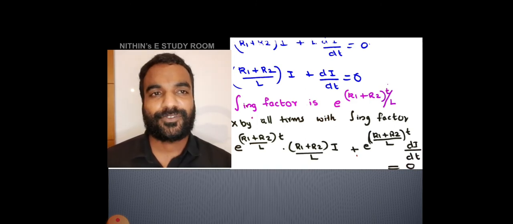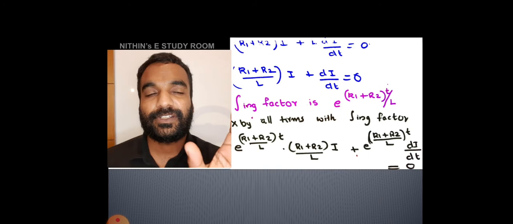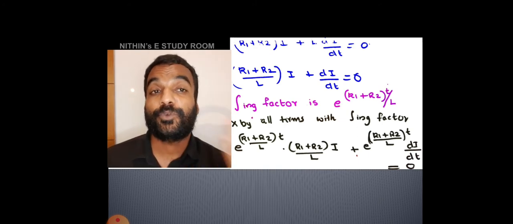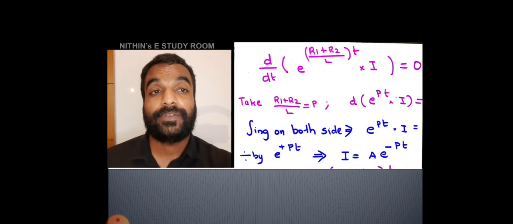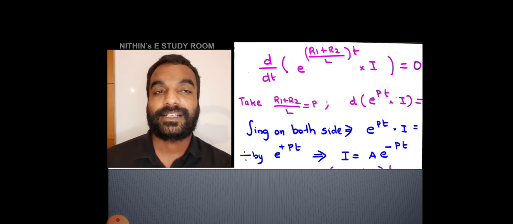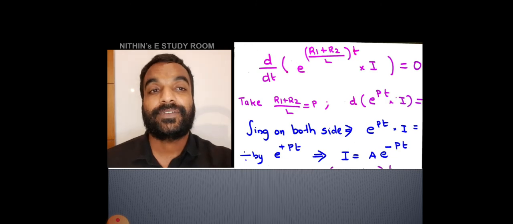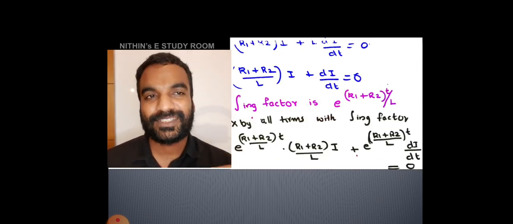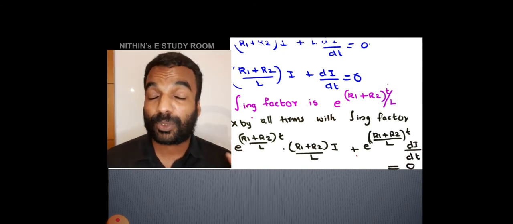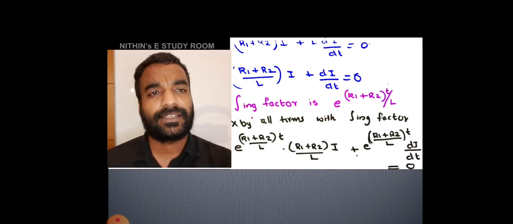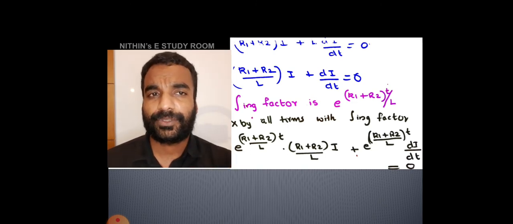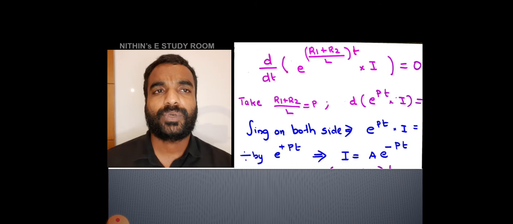This step is already known to us because this will give a standard differential form, differentiation of u into v. I will explain. So differentiation of u into v, where u is equal to e raised to R1 plus R2 by L into t and v is equal to I, will give the previous step. You should know this approach, otherwise you will take a lot of time here. If anybody has doubt, you can check whether it is right or wrong. d by dt of e raised to R1 plus R2 by L into t into I is equal to 0. On the right hand side, 0 itself is there.